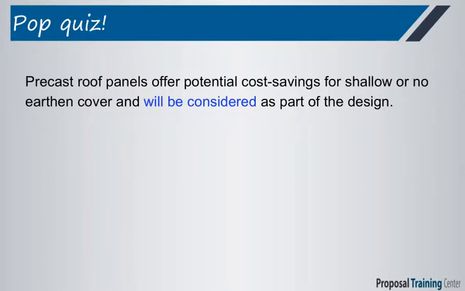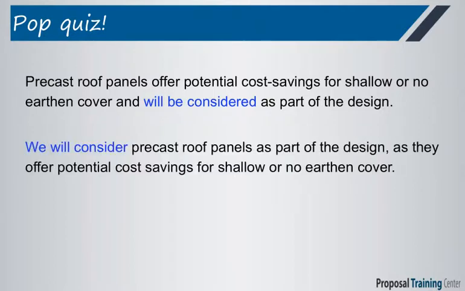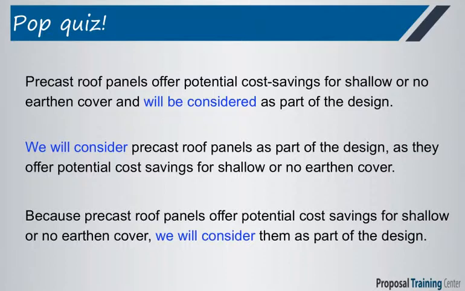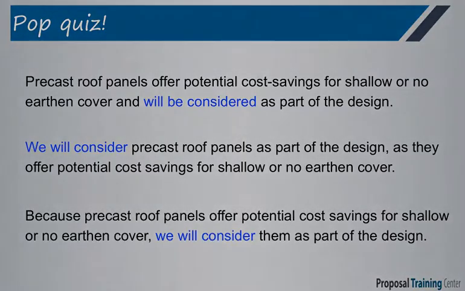Again, I see a few options. The first is, we will consider precast roof panels as part of the design, as they offer potential cost savings for shallow or no earthen cover. I also came up with the second potential rewrite. Because precast roof panels offer potential cost savings for shallow or no earthen cover, we will consider them as part of the design. Again, both active voice, but because of the way the sentences are worded and organized, they have different emphases. And we'll do one more.